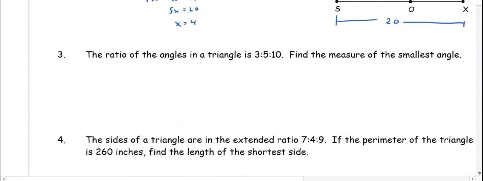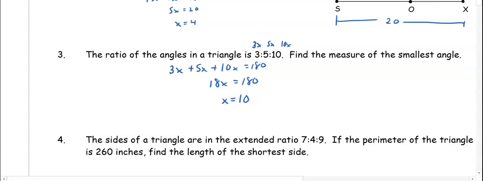In number 3, the ratio of angles in a triangle is 3, 5, 10. Find the measure of the smallest angle. So each part of the ratio gets an x. So 3x, 5x, and 10x are the three angles. In a triangle, our angles add up to 180 degrees. So we have 18x equals 180. When we divide by 18, x is 10.